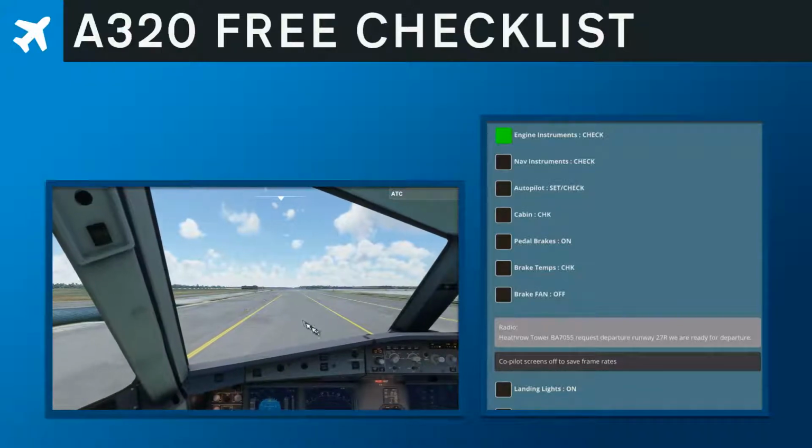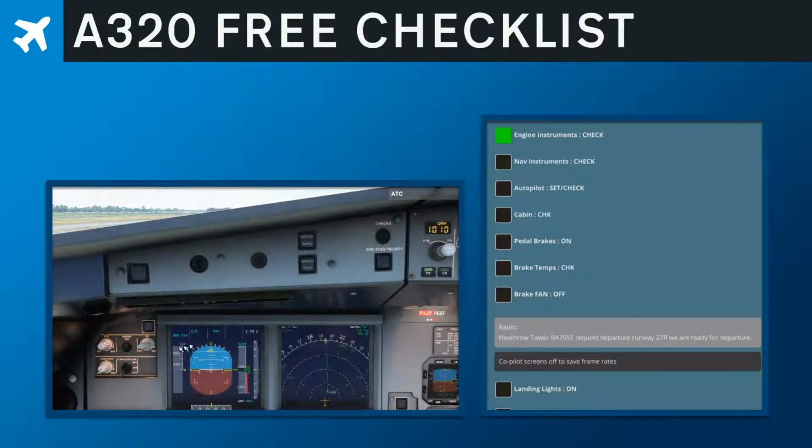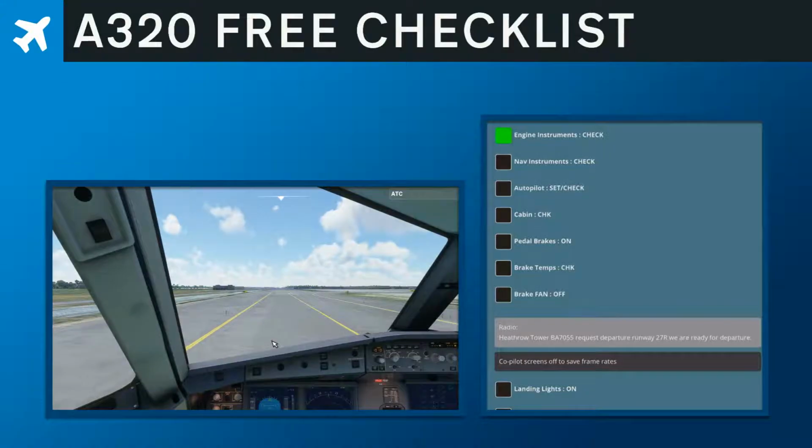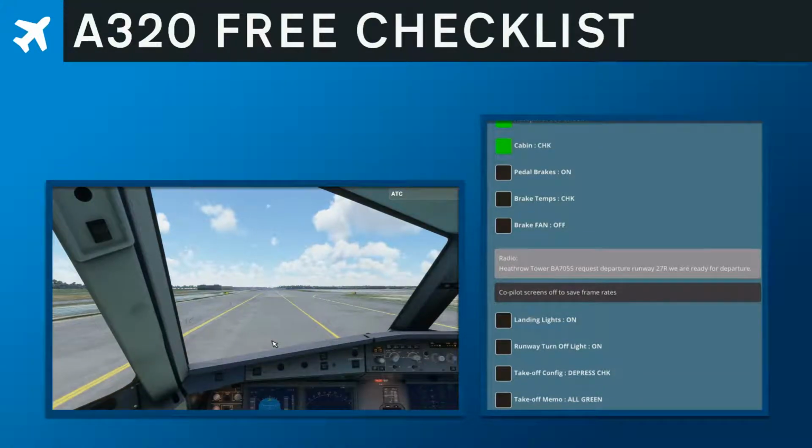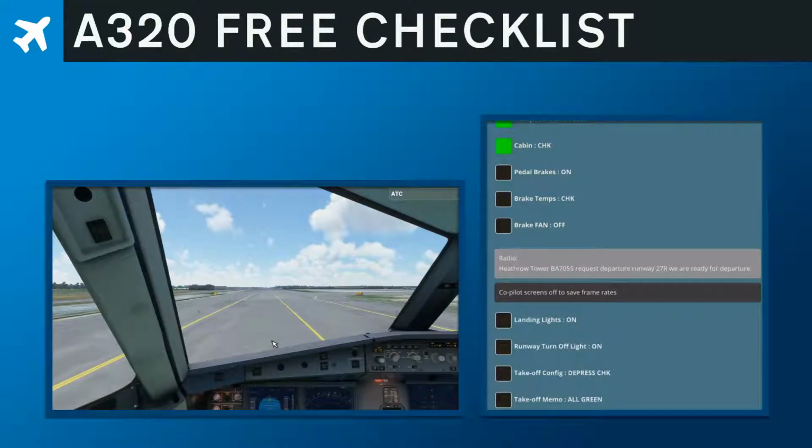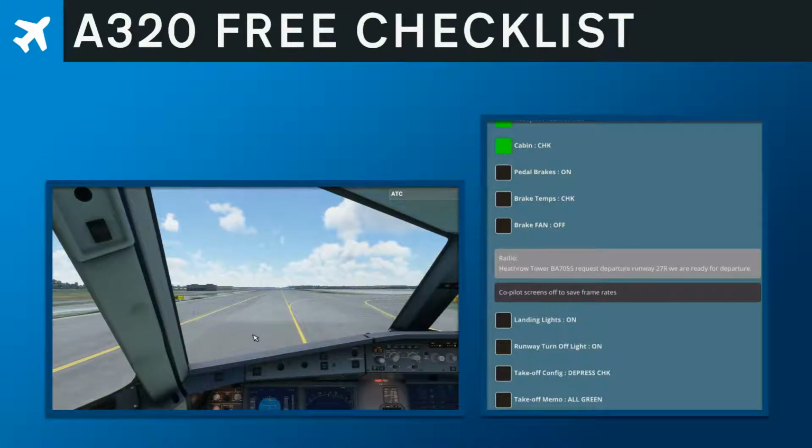Nav instruments as checked. Brakes are set to max. Climb, 140 rotate, and 1FD, 1FD. 6,000 is the initial stop height. Autopilot is ready. Cabin check. Pedal brakes. Okay, ready to get to the point where we line up.